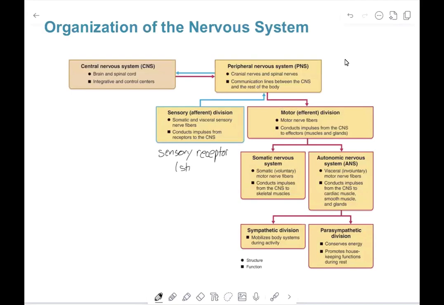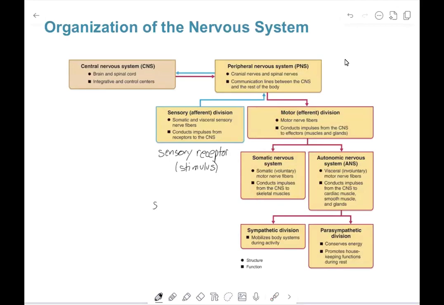And once it senses that stimulus, that information is then transported via the sensory or afferent division to the central nervous system. The central nervous system decides what to do with it. It then takes that information back out through the peripheral nervous system to the motor or the efferent division. There's two divisions of the motor division. There's the somatic nervous system.